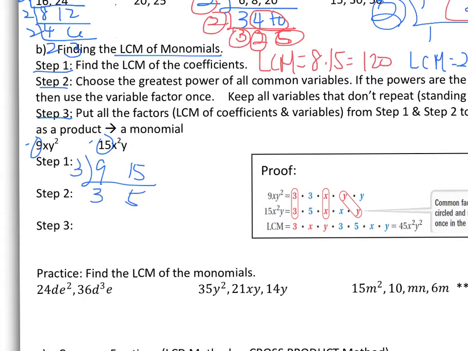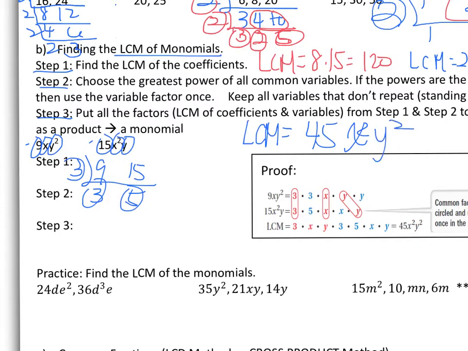So I'm going to write the answer here. LCM is 45, 3 times 3 times 5. This is 45. And I'm going to look at the variables. X squared, I'm going to take x squared. Y squared and y, I'm going to take y squared. So that's my answer.